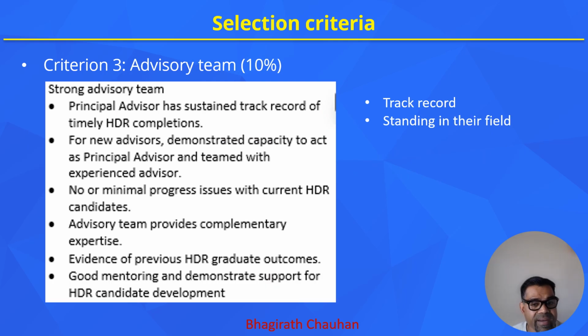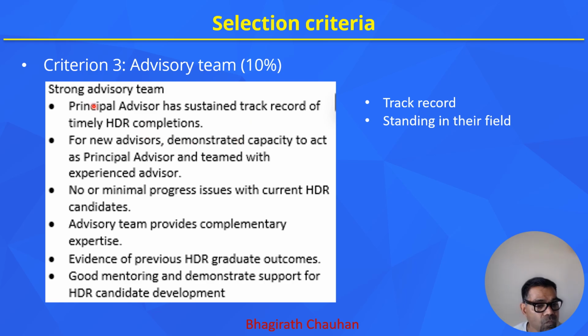Third one is about, again, it's only 10%, but that also matters. So as you say, 80% is about you, only 20% is about the department or advisory team. And advisory team is what is their track record. So it means their international and national standing in their field. For example, if someone applies with me, I need to show in 150 words my track record. So it's about boasting, what you have done, in terms of publication and in terms of students training.